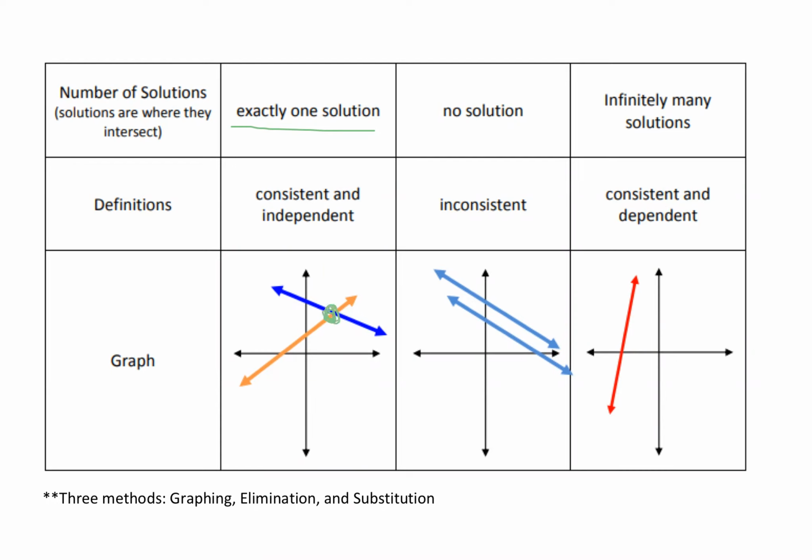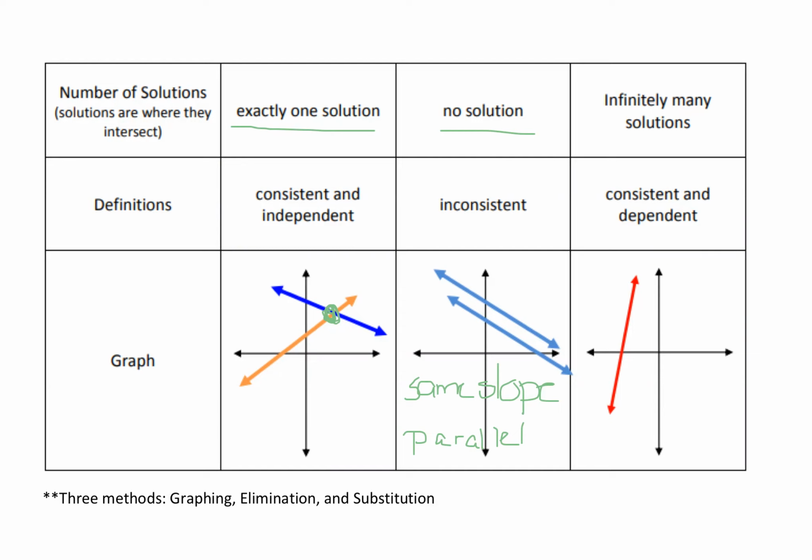Independent, thinking you're all by yourself, just one. If you're inconsistent, that means no solution, meaning they never intersect. These are going to be those parallel lines. So parallel lines have the same slope and they never actually touch. Therefore, you'll never be able to get a solution out of it. And we call those inconsistent.